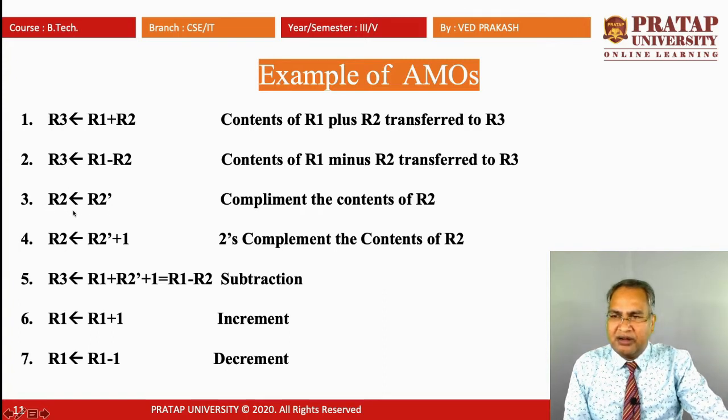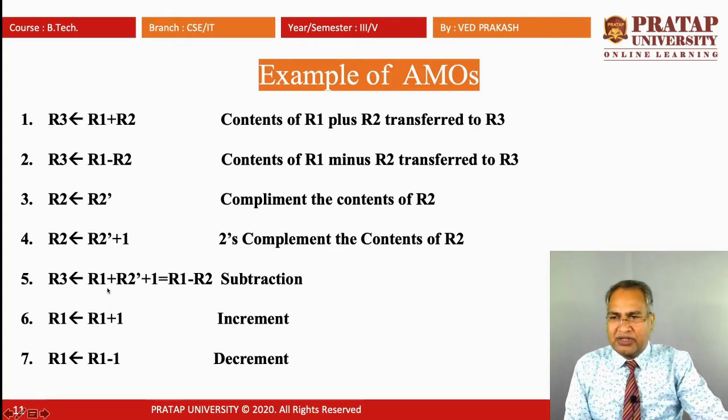In statement third, we observe that the complement of register R2 is transferred into register R2. So in short, we can say it is the complement of the content of R2. And in statement fourth, complement of R2 plus 1, that is also known as the 2's complement of binary bits, because a register mostly has a binary stream. So R2 plus 1 means the 2's complement of R2 is transferred again into R2.